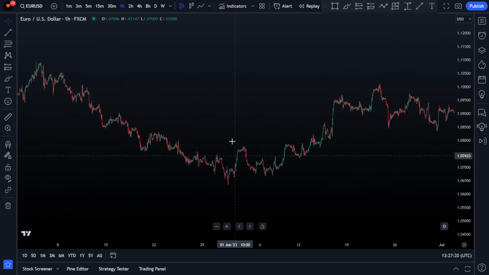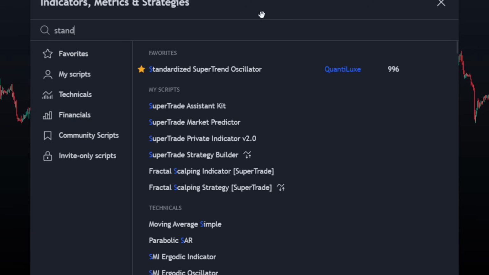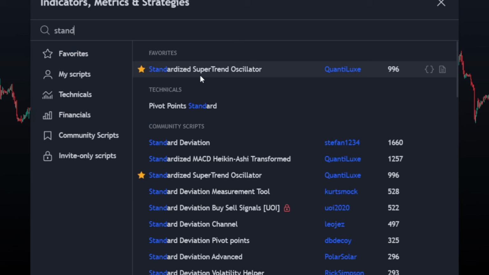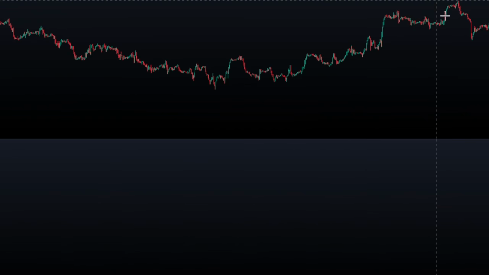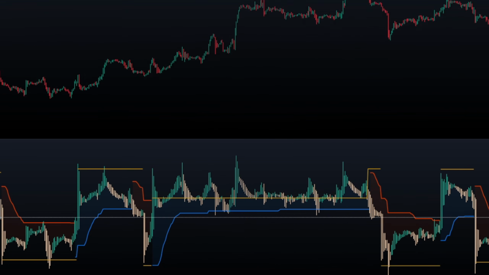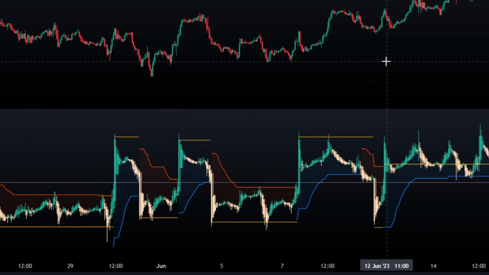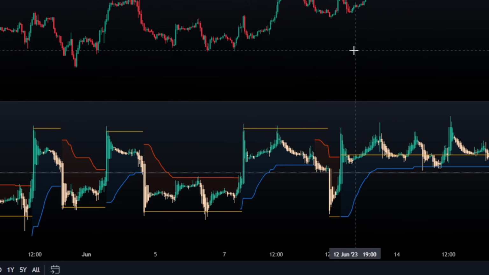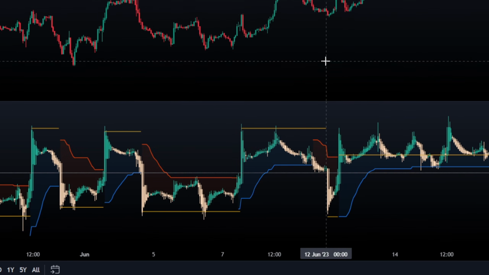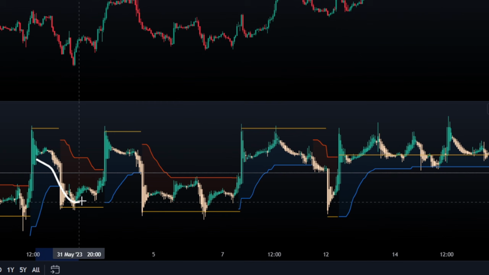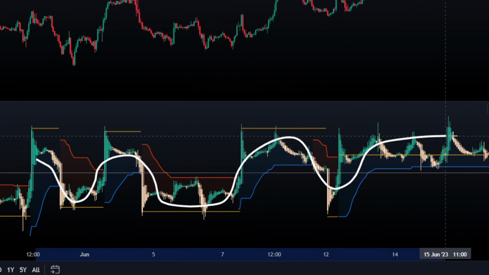To add this amazing indicator to our chart, here we click on Indicators and search Standardized SuperTrend Oscillator. This one written by someone named Quanti Lux. Alright, this is the new SuperTrend. And instead of overlaying on the price chart like older versions, this one is added below the chart because it's an oscillator. As you can see, it's moving above and below the center line, which is 0.